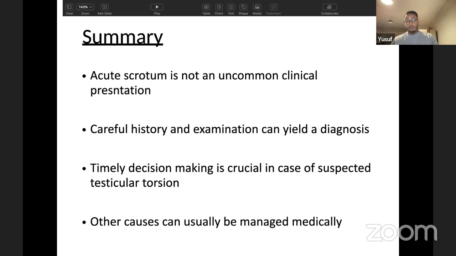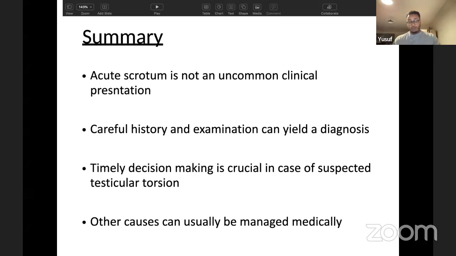So it's very important that you make your decisions quickly, because if you've got a testicular torsion, the viability of the testis is not very long. It's about 6 to 8 hours. So you need to get these patients to theatre very quickly. And other causes of testicular pain can be managed medically.